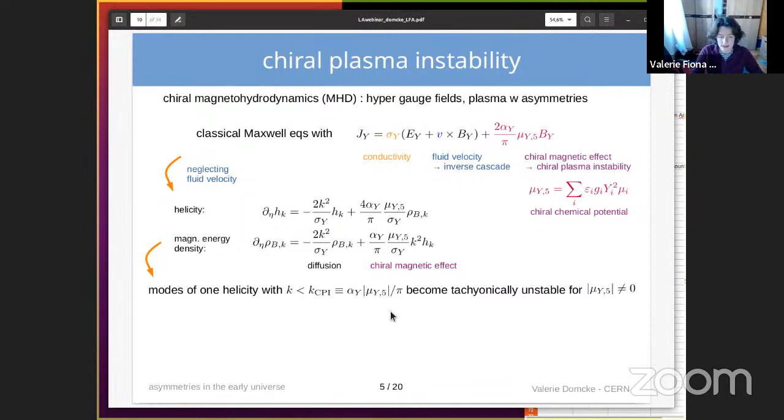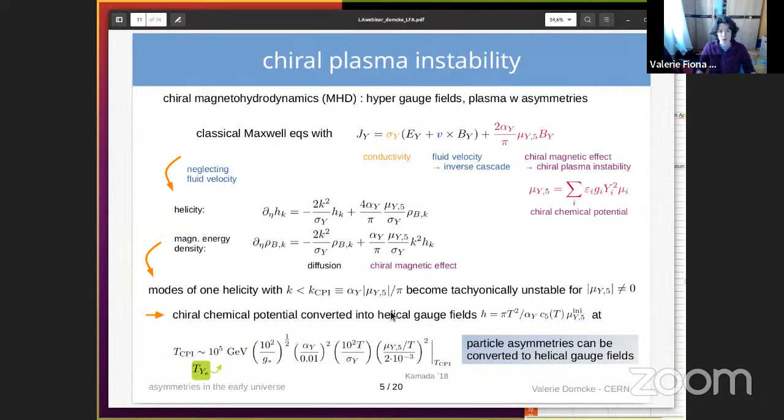So what this means is that if you have a system with a non-zero chemical potential, you can get an exponential growth of magnetic fields. And this is the chiral plasma instability, right? The name instability comes from the fact that you have something with a negative mass squared. So you get an exponential growth of the corresponding gauge field. And so we can now estimate how much gauge fields we can produce in this way.